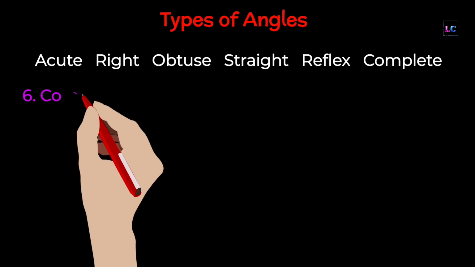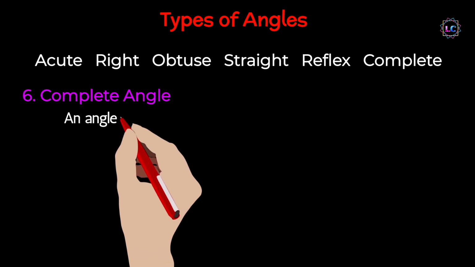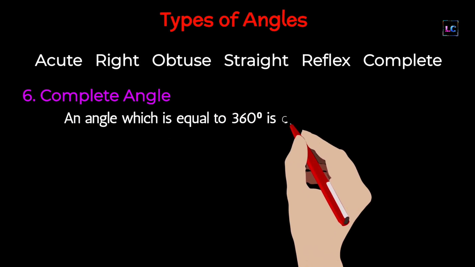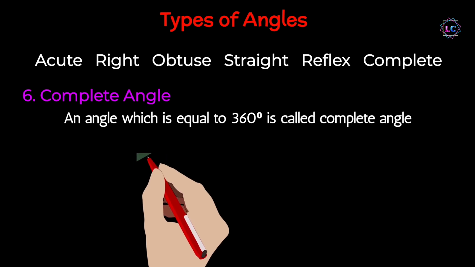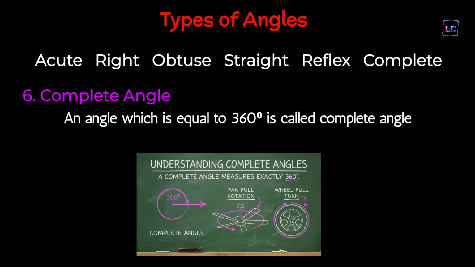Last one is the complete angle. An angle which is equal to 360 degrees is called complete angle. This means one full rotation or one complete turn. In the following diagram, the angle 360 degrees shows a full rotation, which is called a complete angle. In real life, when a fan completes one full turn, it forms a complete angle. Similarly, when a wheel makes one complete rotation, it also forms a complete angle.